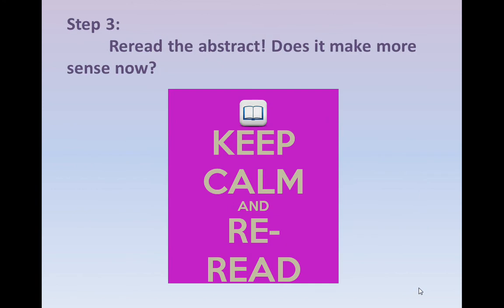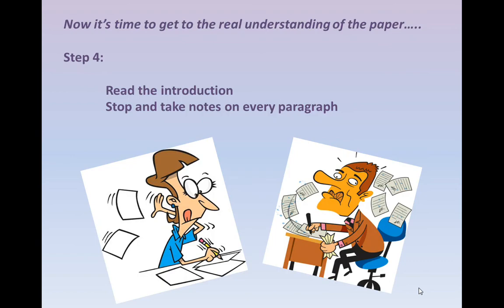Step 3. Reread the abstract. Does it make more sense now? I'm assuming at this point you've already read through all of the tables, figures, and all of the brief explanations that go along with them, then wrote notes down explaining each one of those tables and figures in your own words. After doing that, you reread the abstract. It's probably going to make a little bit more sense now. You're going to understand really what the paper is about. You're not going to put a figure or a table on a paper if it doesn't really apply to the overall meaning of that paper.